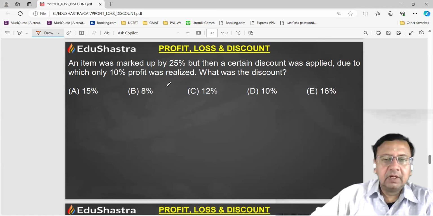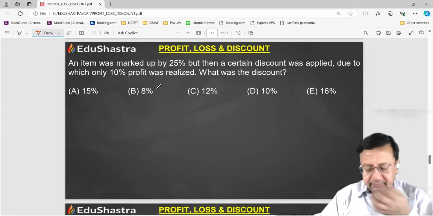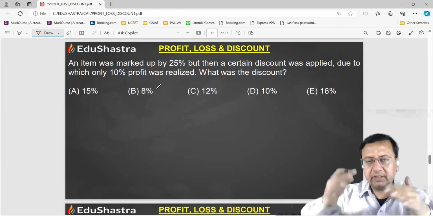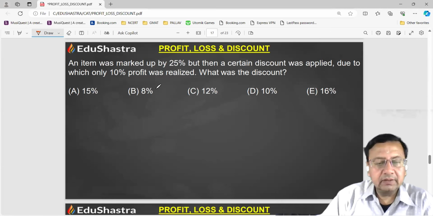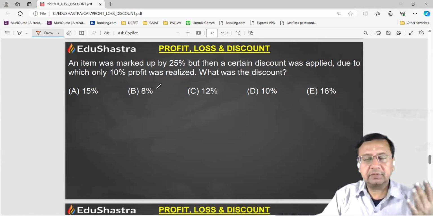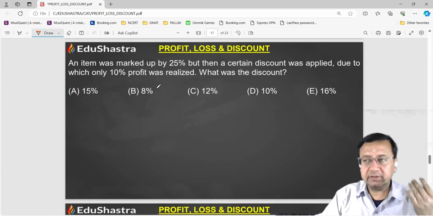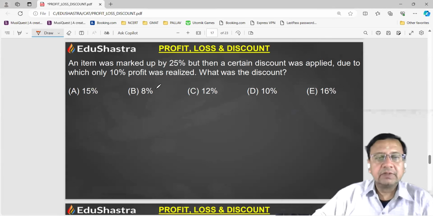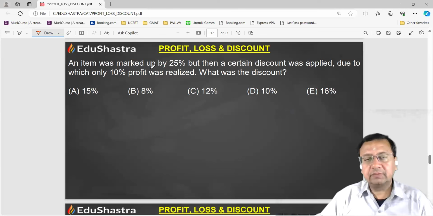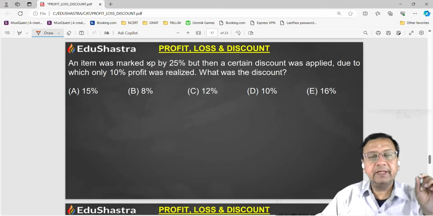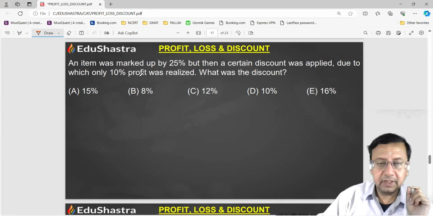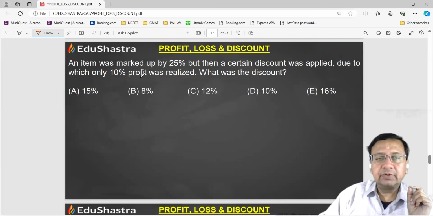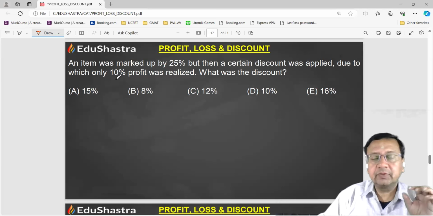12%, right. Okay, so see, in the previous session, we made one diagrammatic structure and identified the relation among all these terms: mark price, list price, selling price, cost price, discount, profit, loss, everything. So this is the mark price. So what should the mark price be? The printed price over the product, right? And due to which only 10% profit is realized. This means this should be what?